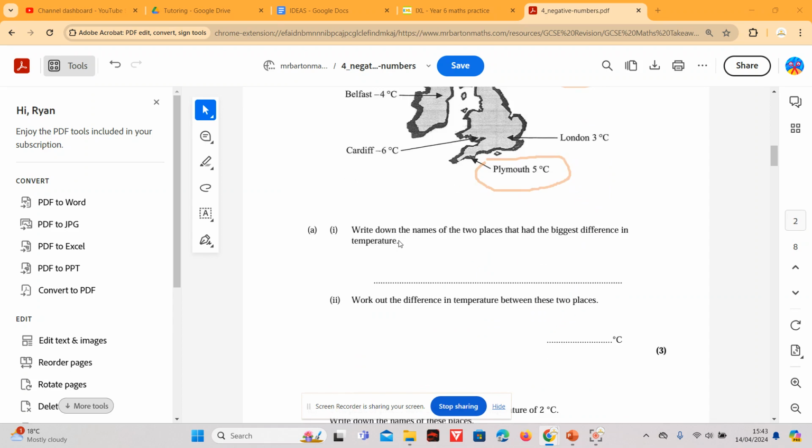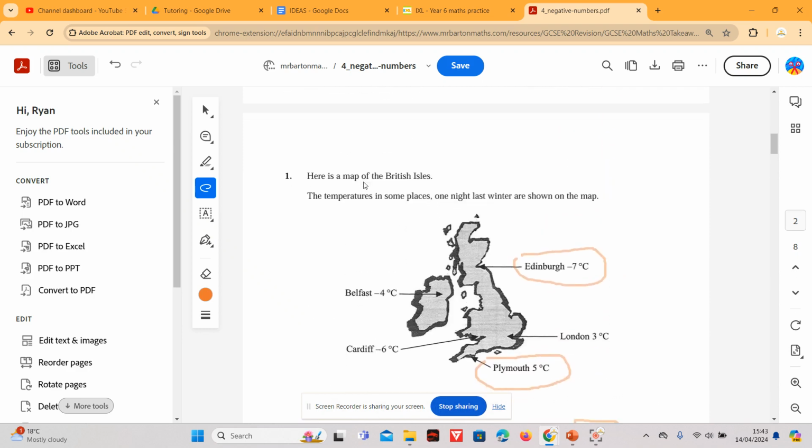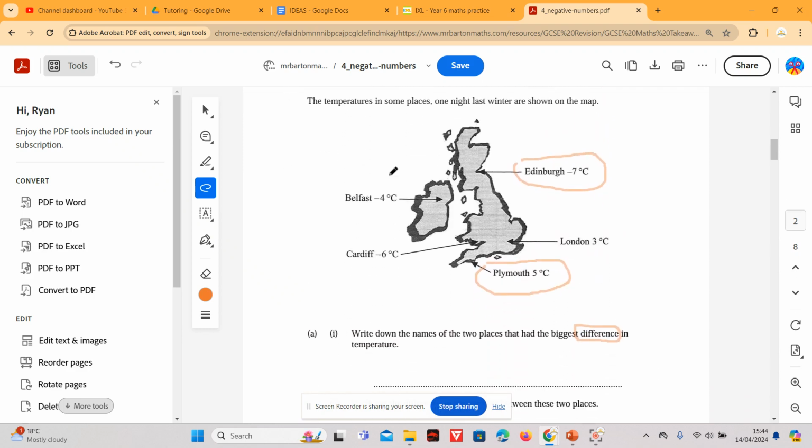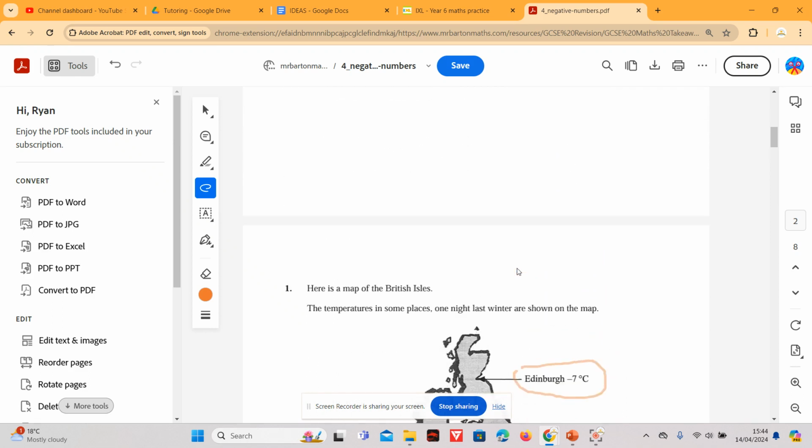Our first question is asking us to write down the names of the two places that have the biggest difference in temperature. So difference, this word here, just essentially means the amount between two different numbers and which one has the greatest difference. So the best way to work this out would be to simply first identify the biggest and the smallest number. So the biggest number is 5 and the smallest number is -7. So I've circled them here and I'll explain to you why that is the case.